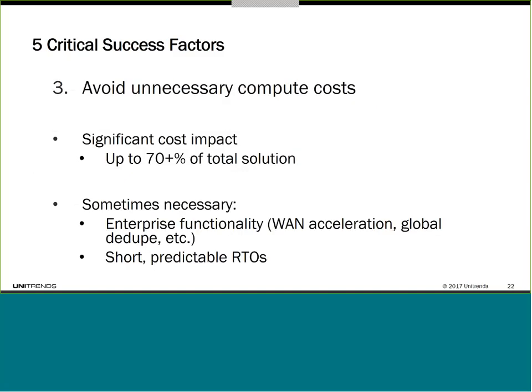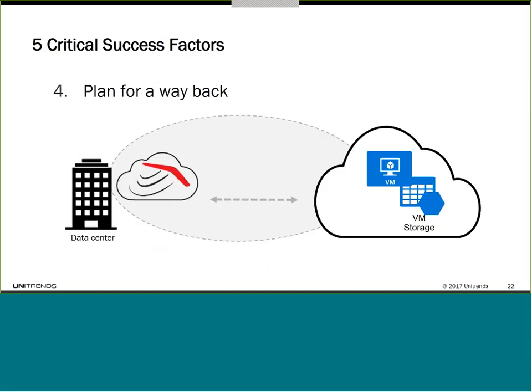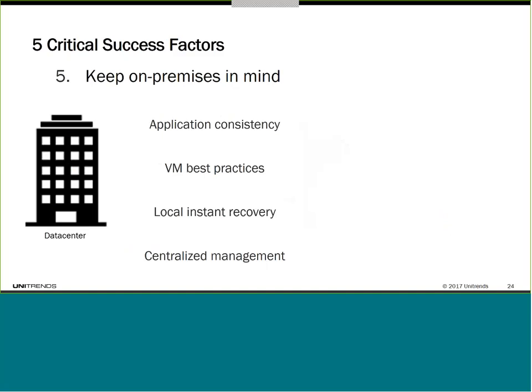Here's the unnecessary cost. We have a little chart coming up in a minute that shows that unnecessary compute can be up to 70% of the cost of the total solution, and we're going to show you a way for that not to be the case in a few minutes. And then plan for the way back, and keep on-premises in mind. Once again, 99% of your recovery is going to be from an on-premises backup solution.